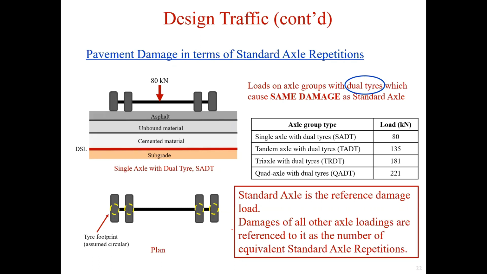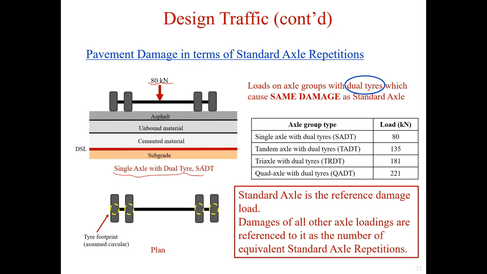In the flexible pavement design process, the first step in assessing the ability of a pavement configuration to withstand the design traffic is to determine the extent of damage caused to the configuration by a reference axle group termed the standard axle. As shown on the slide, here is the definition of the standard axle. The standard axle is a single axle with dual tires, and a load of 80 kilonewton on the axle. The standard axle is the reference damage load.